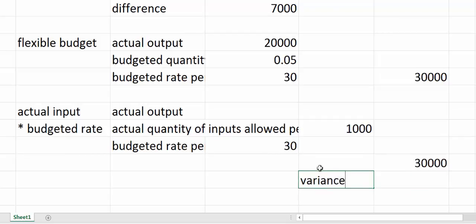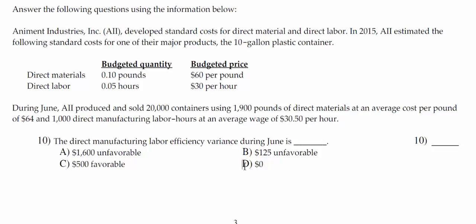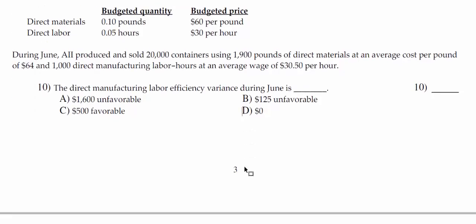So in terms of variance, you can see that it's going to be the difference between these two numbers. Surprisingly, we get a 0, which means there is no efficiency variance. There's no efficiency variance for this question. So the answer is D.